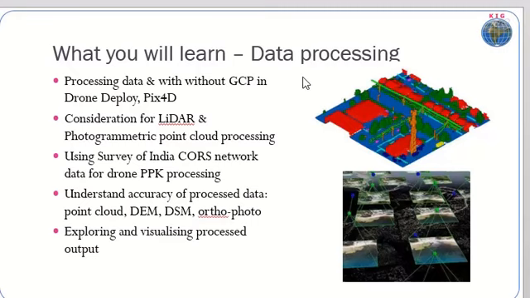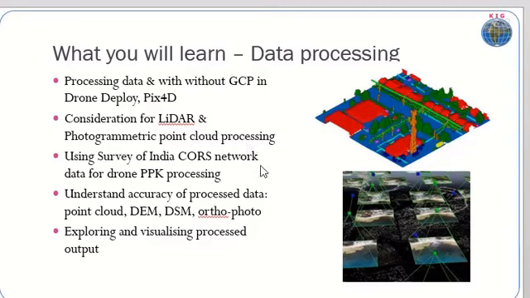Each participant will have a separate flight for the execution. After flight execution, you will download and process data with and without GCP in software like DroneDeploy and Pix4D. Consideration for LiDAR photogrammetric point cloud processing: you will understand the difference between LiDAR point measurement and calculated photogrammetric point.